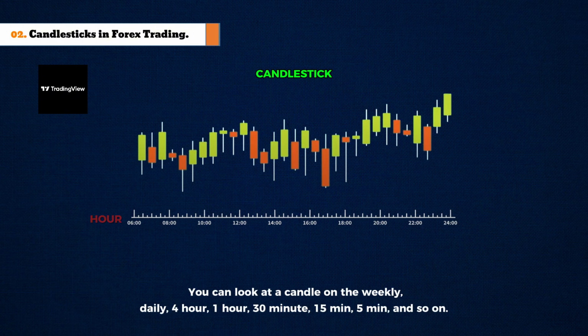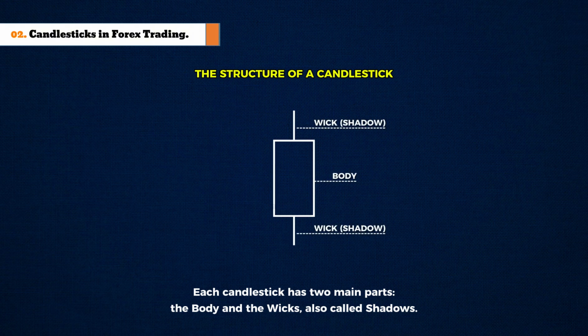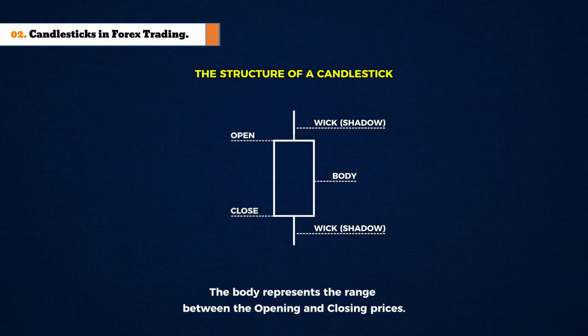You can look at a candle on the weekly, daily, 4-hour, 1-hour, 30 minutes, 15 minutes, 5 minutes, and so on. Each candlestick has two main parts, the body and the wicks, also called shadows. The body represents the range between the opening and closing prices.